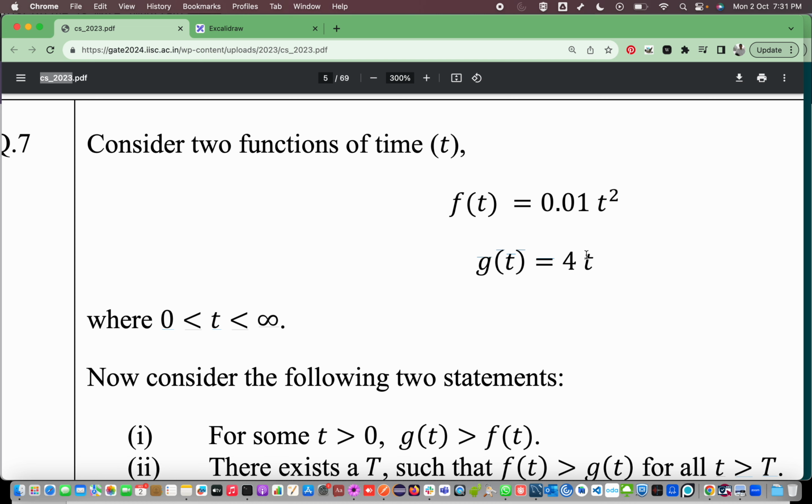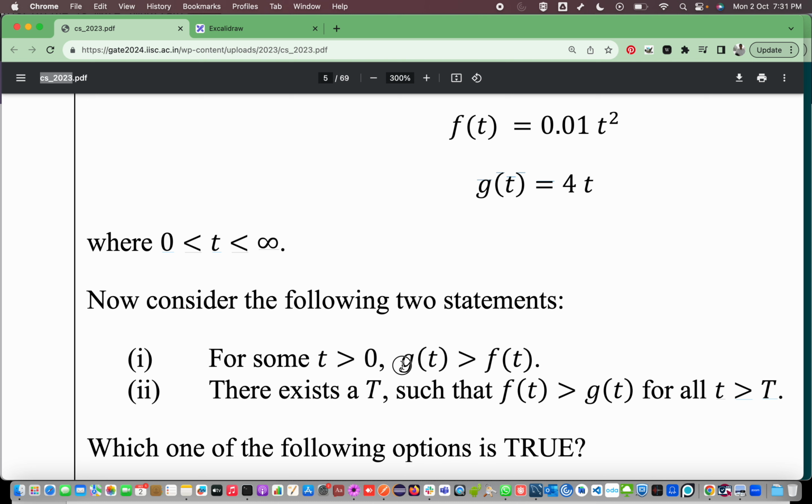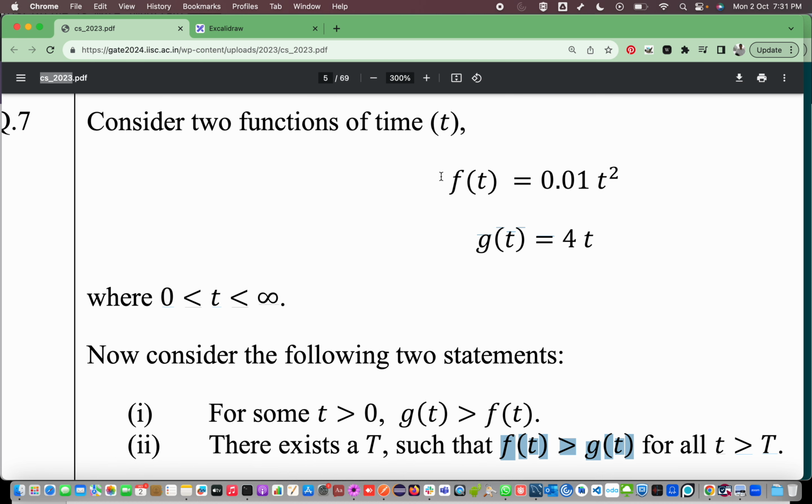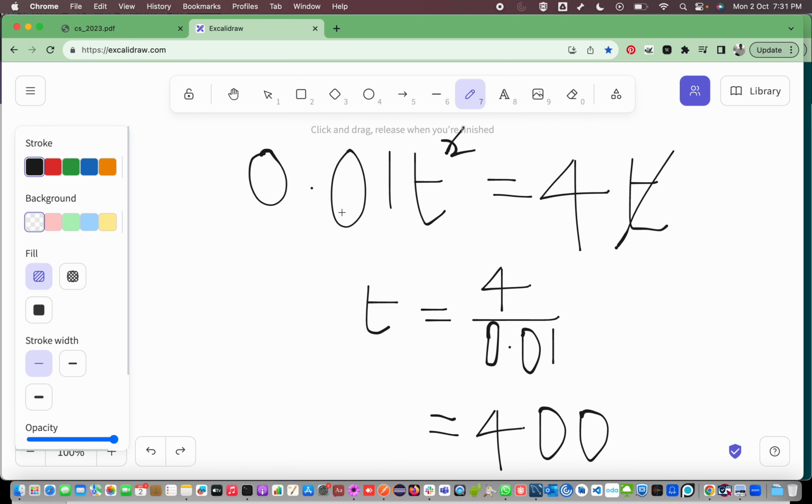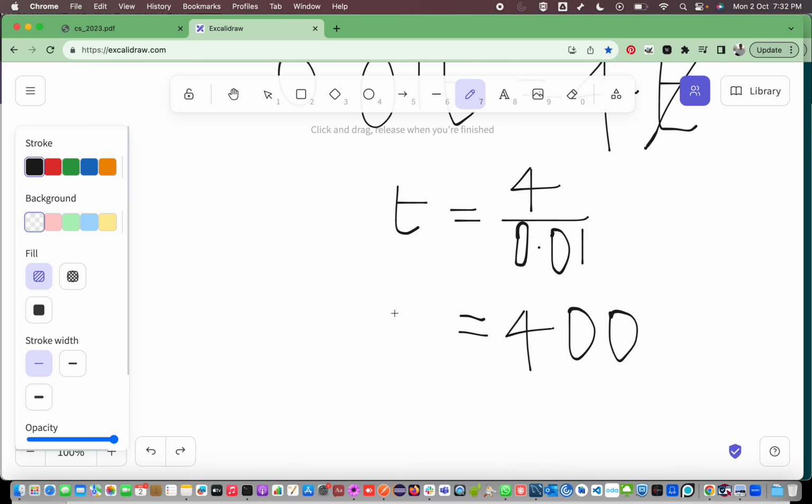How to solve this? Here g is greater than f, here f is greater than g. So there should be some break-even point at which f is equal to g. Let us identify that point. So equate f equal to g. So t and t cancel, t equal to 400. So 400 should be the break-even point.